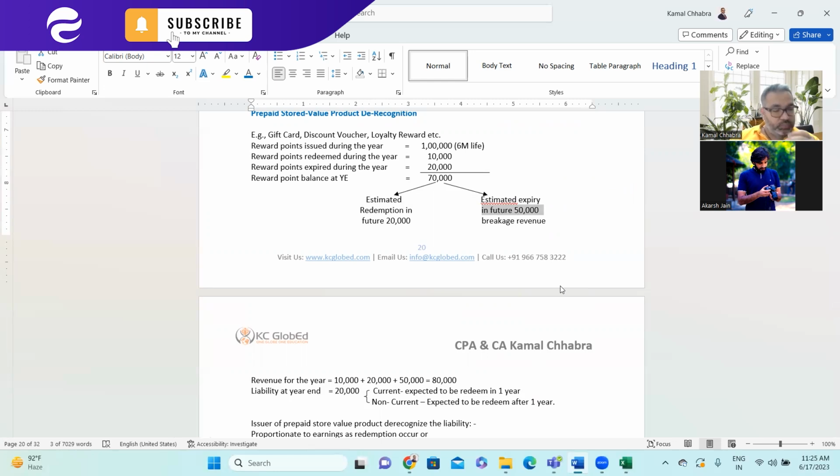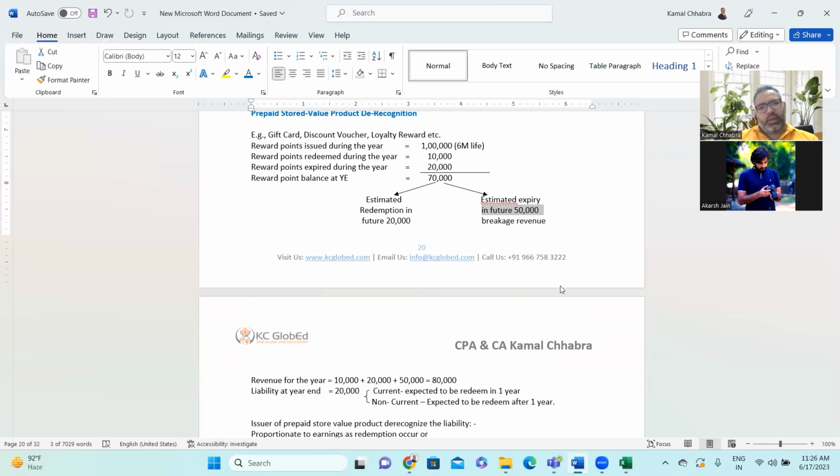ये मतलब मैं ये कंफ्यूज हूँ कि जो हम रेवेन्यू रिकॉग्नाइज कर रहे हैं, 50,000 क्लियर है क्योंकि वो एक्सपायर हो जाएगा की वजह से. 20,000 ऑलरेडी एक्सपायर हो चुका है और 20,000 ऑलरेडी एक्सपायर हो गया, तो 70. ये जो 10,000 है ये तो रिडीम हुआ ना. ये रिडीम हुआ तो इसको रेवेन्यू में मानूंगा मैं.